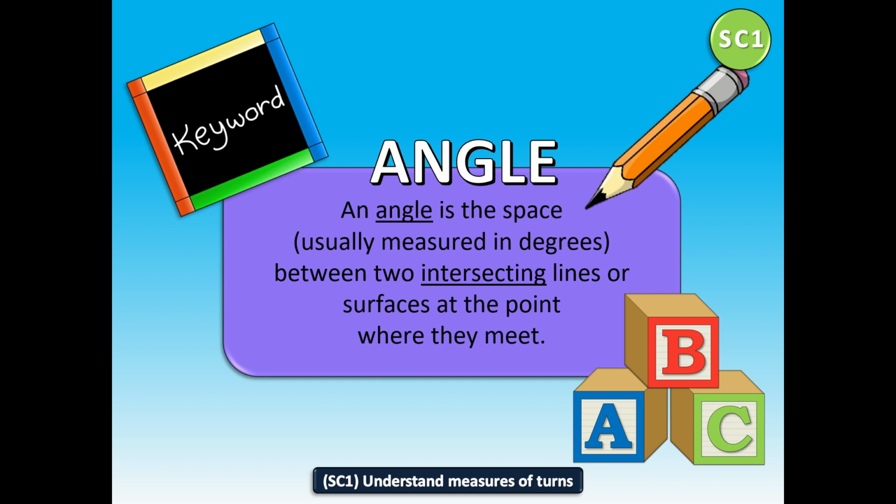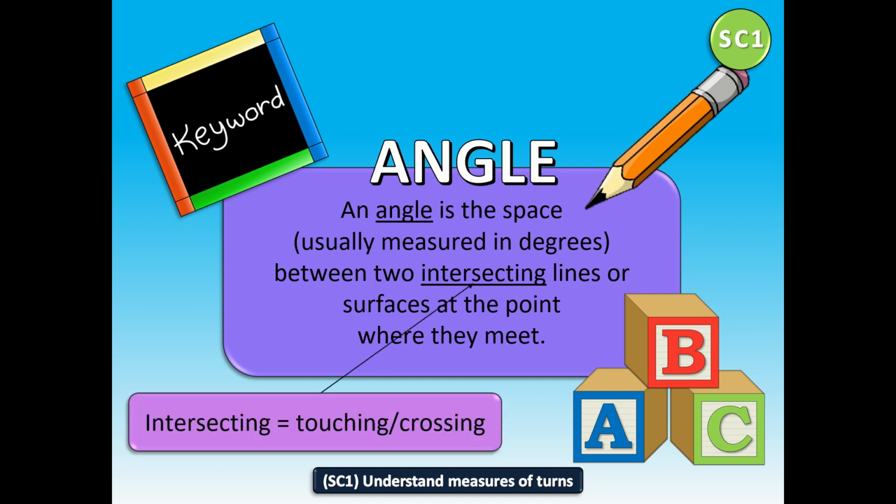So an angle is the space, which is usually measured in degrees, between two intersecting lines or surfaces at a point where they meet. And the word intersecting means where they touch or where they cross.